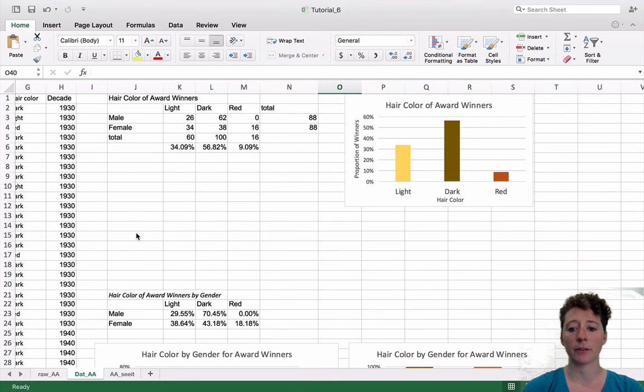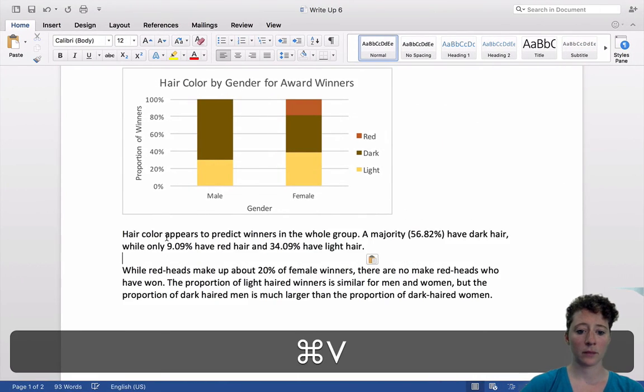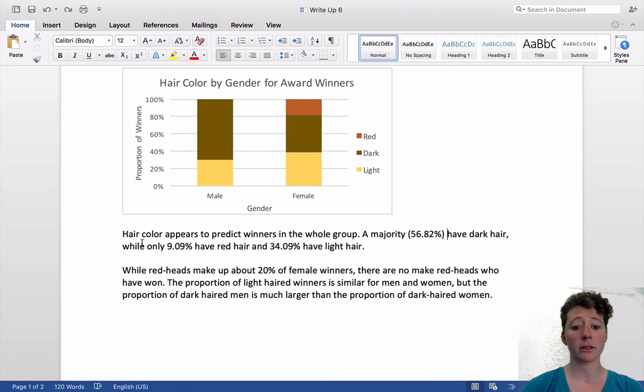We don't necessarily need a graph for this. We can say that it appears hair color is predicting the winners within the whole group. And then we can report the exact amounts, especially because we're not going to include a visualization. So over 50% have dark hair, very few have red hair, and 34% have light hair. This is different than what we just said about our male and female winners. So let's point that important fact out to our reader.